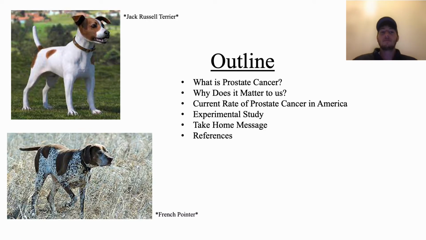For the outline of my paper, first we will be discussing exactly what is prostate cancer, who does it affect, what are the effects of it, what are the treatments, are there different types of prostate cancer, etc. Next, we will go into why prostate cancer matters to us, then what is the current rate of prostate cancer in America, and then we will dive right into the experimental study that I chose to present to y'all today. And lastly, we will go over my take-home messages and my references list.